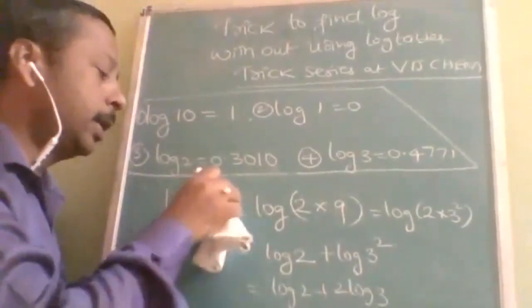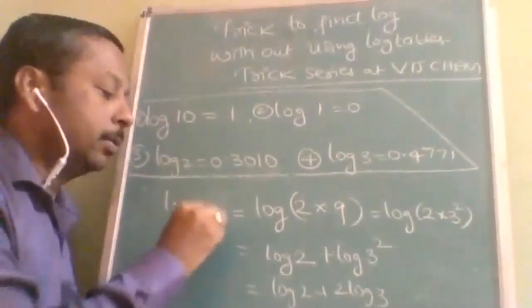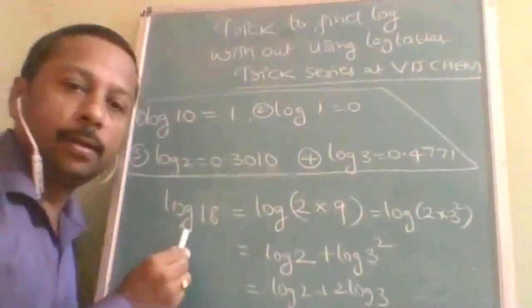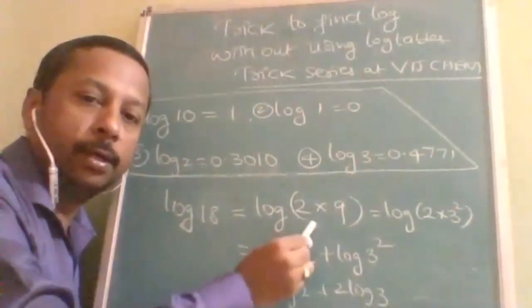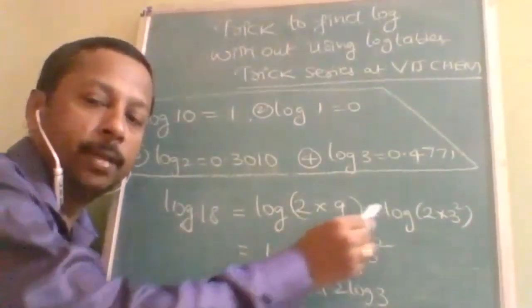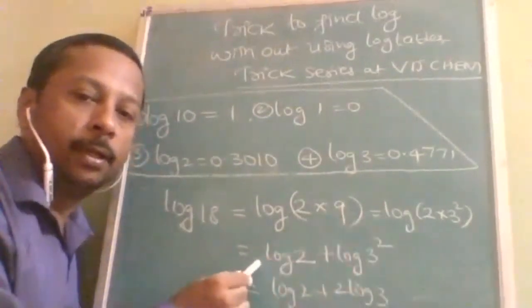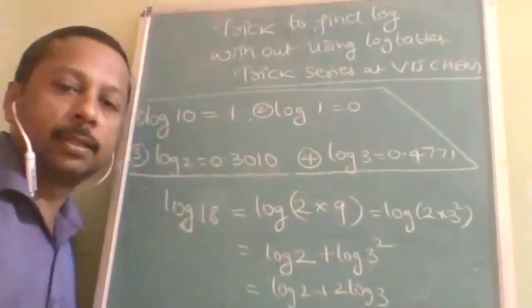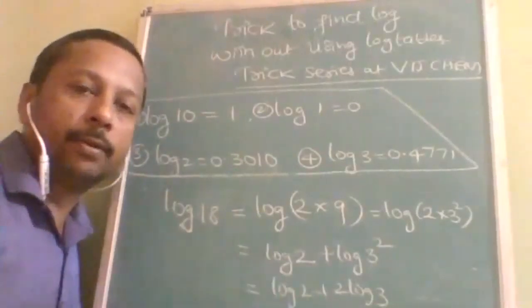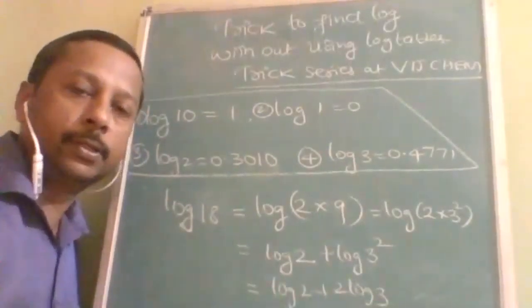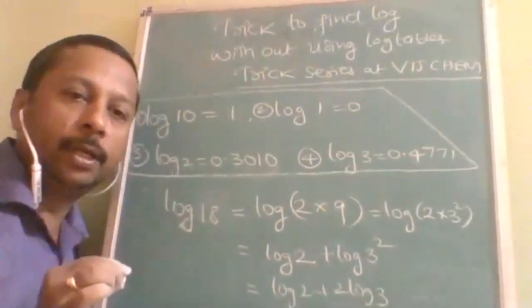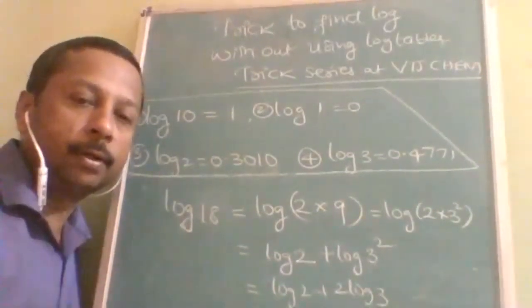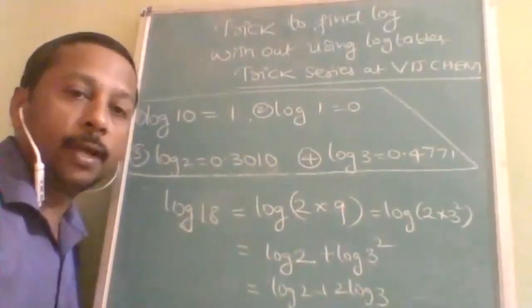You can take some time to write this. So make a pause. Log 18 is equal to log 2 into 9. So 9 can be written as 3 square. Log 2 plus log 3 square, so 2 log 3, the a to the power n formula. Is it understood? Without breaking any formula, without using a log table, you can find the answer accurately.